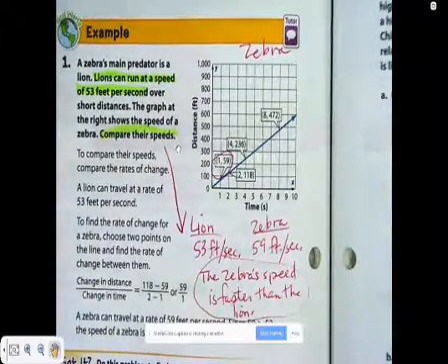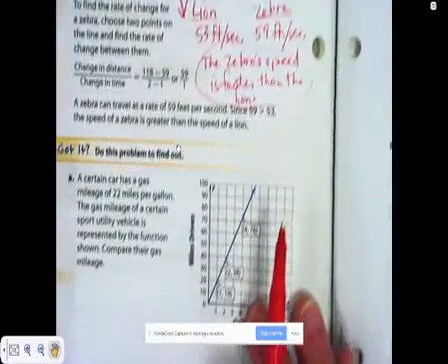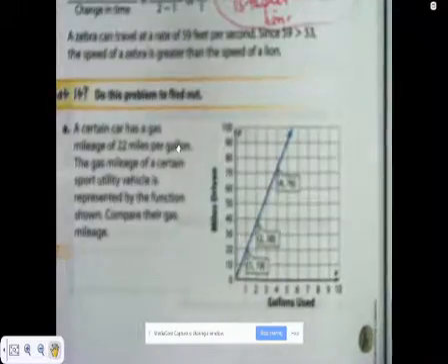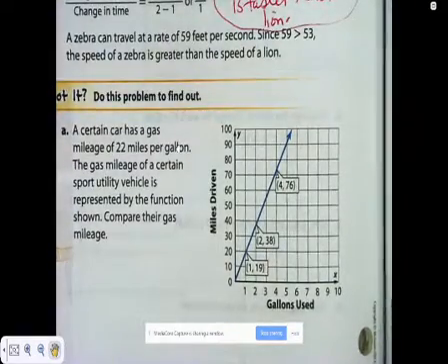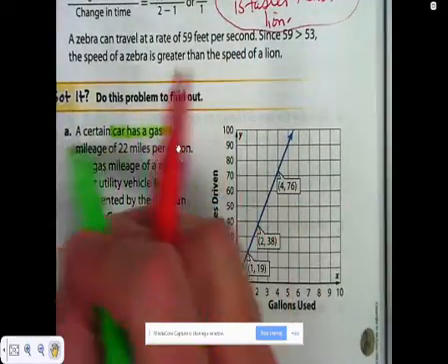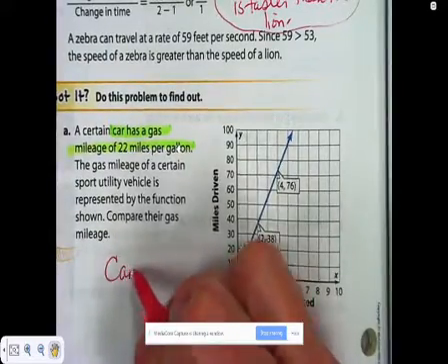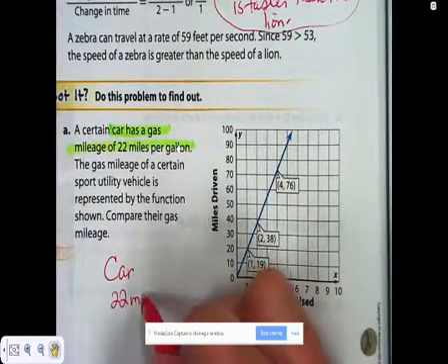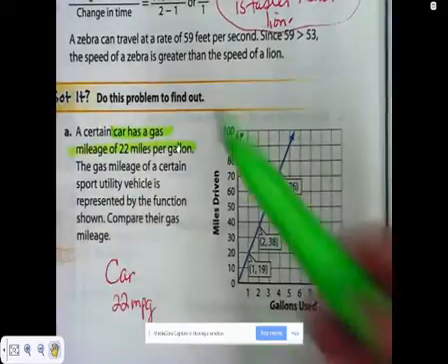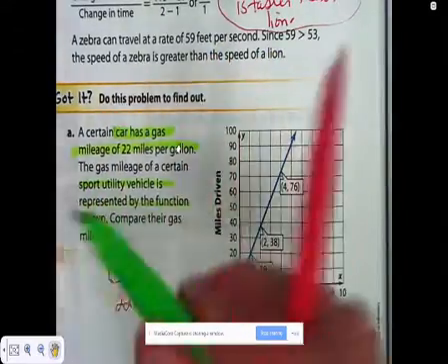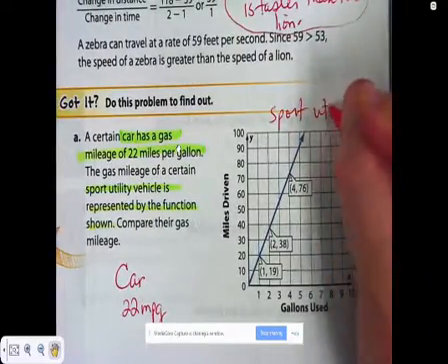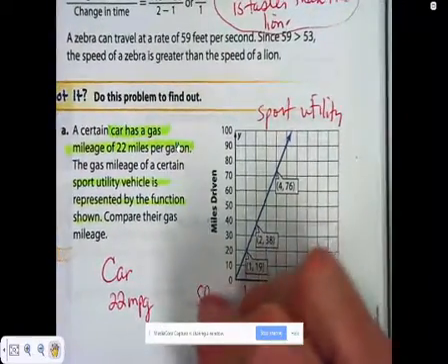Okay, let's take a look at problem A, right below that at the bottom. Again, you take notes in your book. So it says a certain car has a gas mileage of 22 miles per gallon. So let's write that down. We've been given this information about the car. So a car has 22 miles per gallon. The gas mileage of a certain sport utility vehicle is represented by the function shown. So this graph is a function, and this is a sport utility vehicle. So let's write that here.